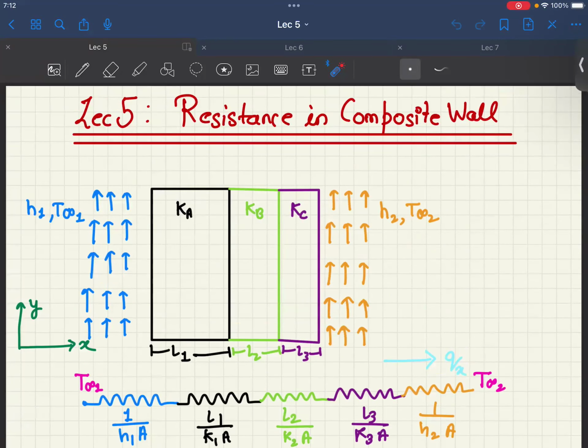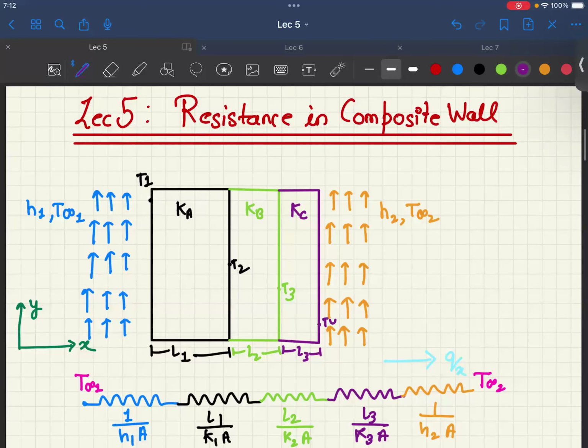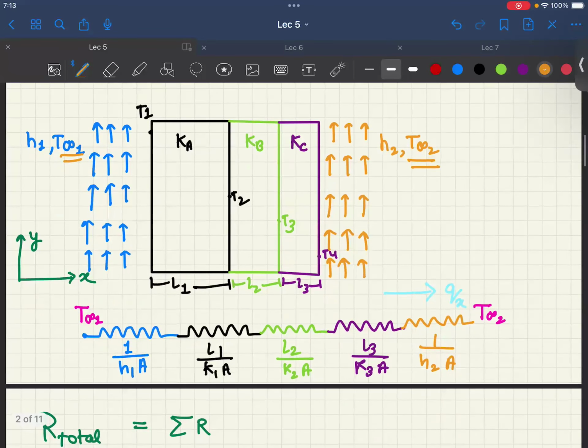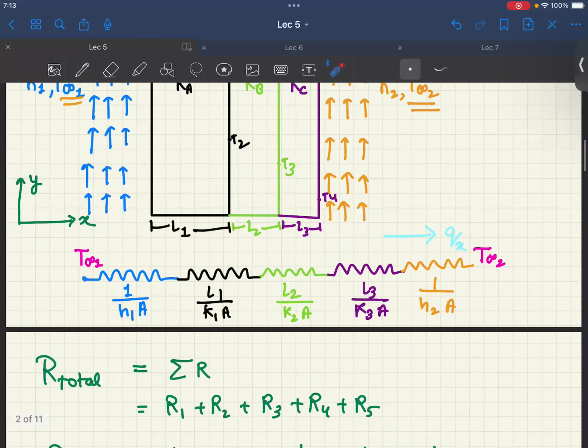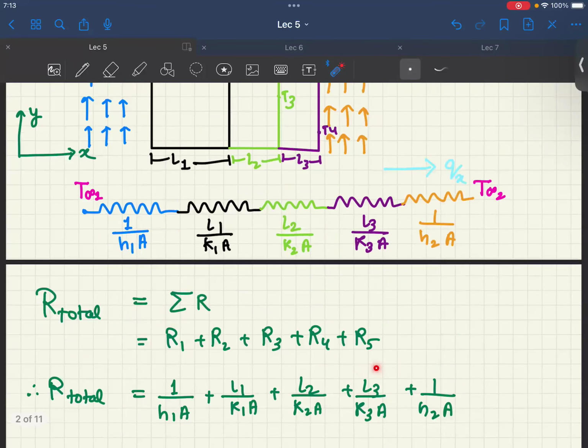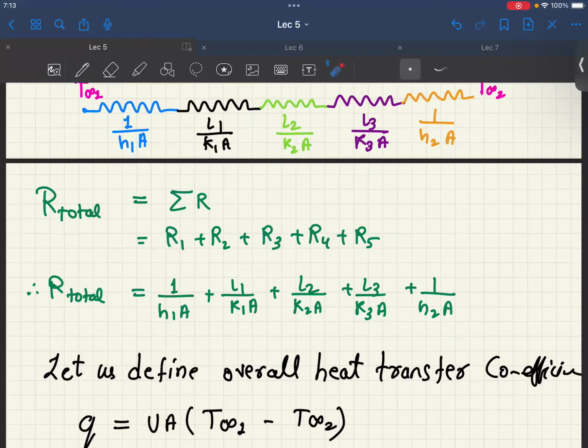Now in practice, let's say this is the surface temperature, this is T2, this is T3, and this is T4, and this is T infinity 2, and T infinity 1. Now in reality, though we wrote all these resistance concepts, the individual resistances, and the total resistance is nothing but the sum of individual resistances, which are 1 by h1A, L by kA, and so on and so forth. So this is the overall resistance.